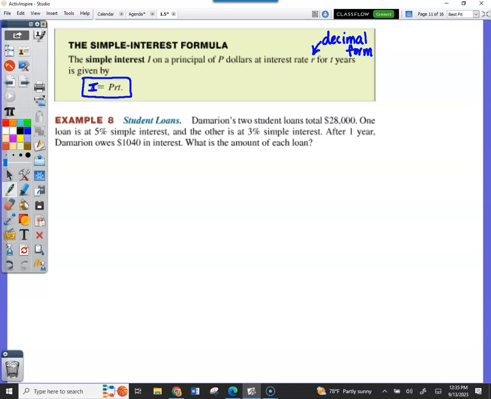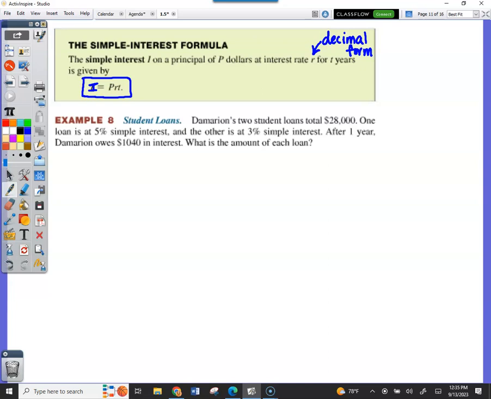All right, Demarian's 2 student loans total $28,000. One loan is at 5% simple interest. The other is at 3% simple interest. After 1 year, Demarian owes $1,000 in interest. What was the amount of each loan? Is there any fluff in this problem? Not really. So unfortunately, we don't get to strike anything out, but we can read it once again, and we can assign variables and take notes.